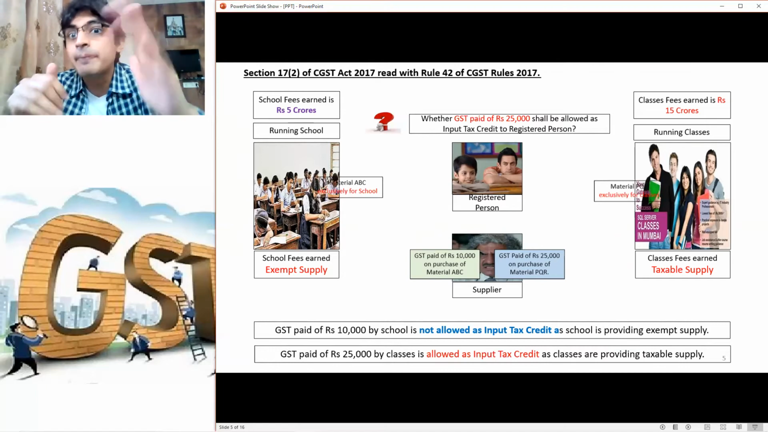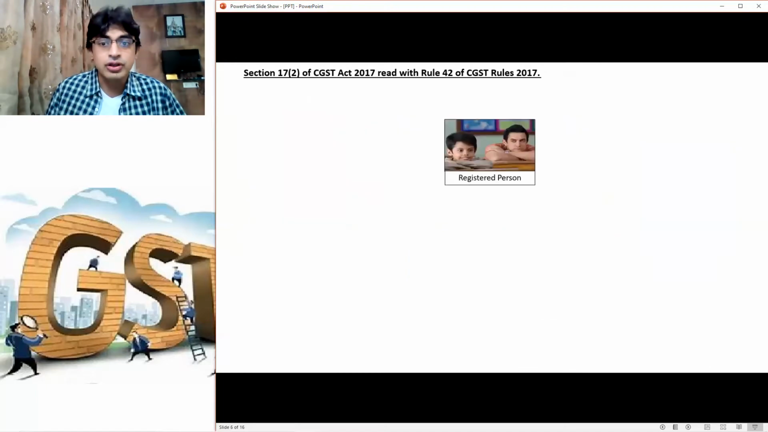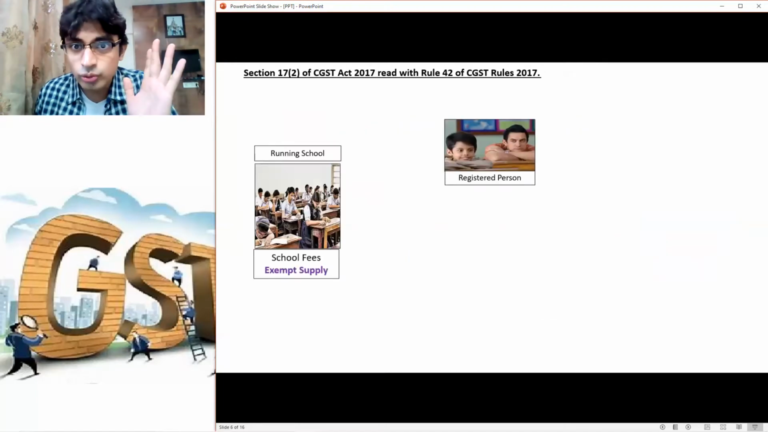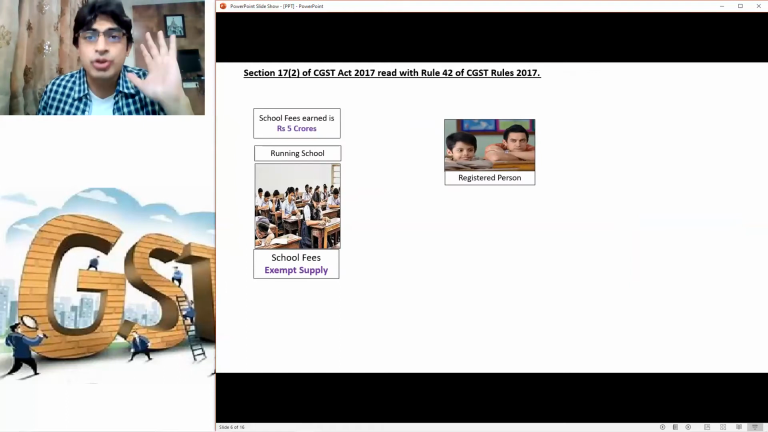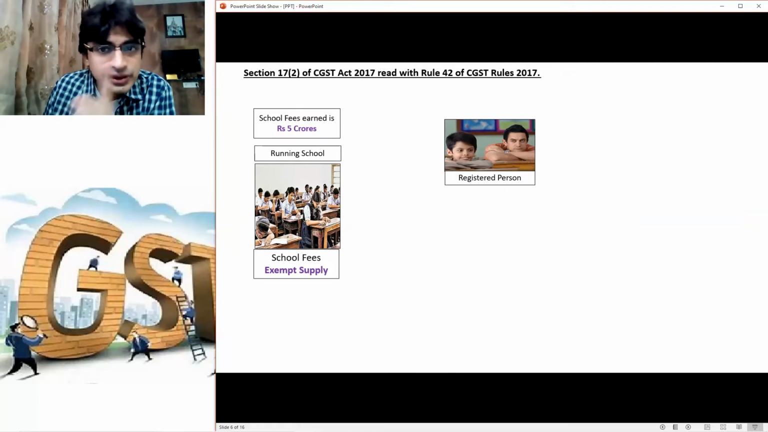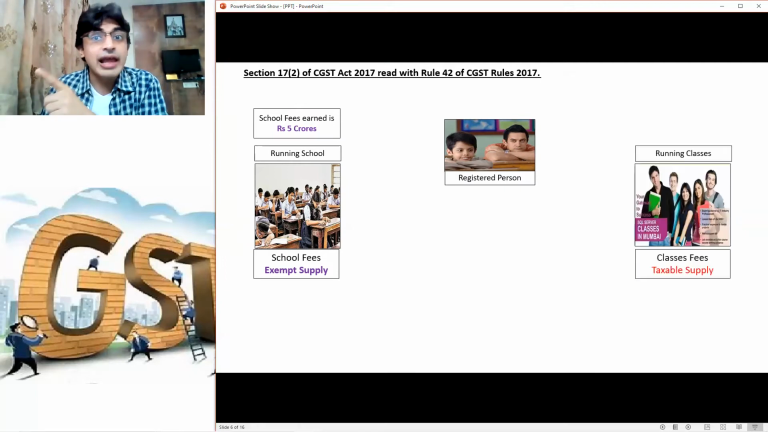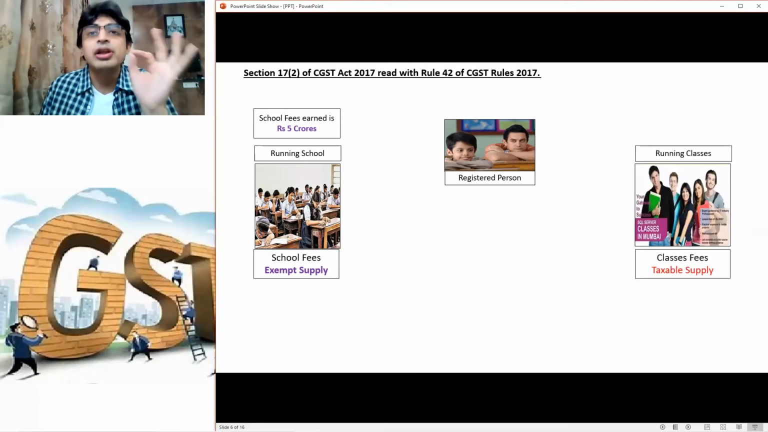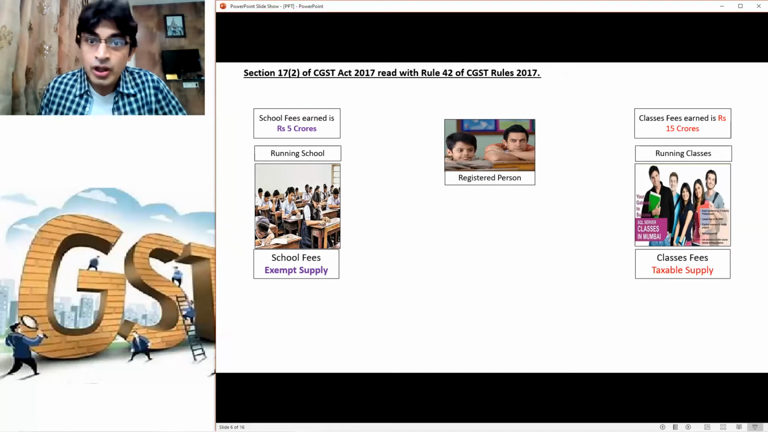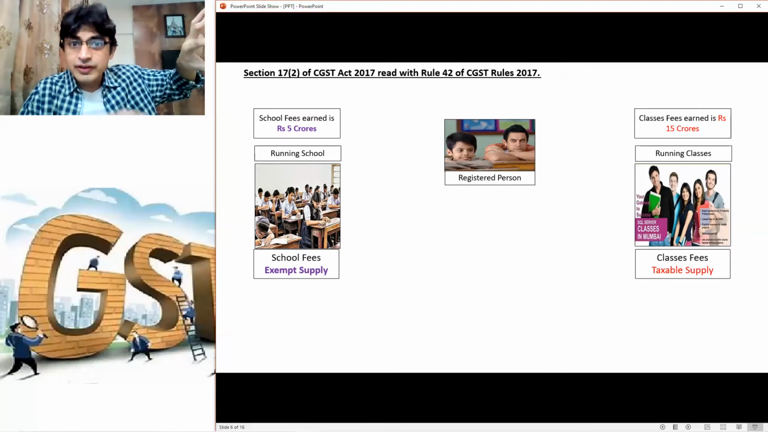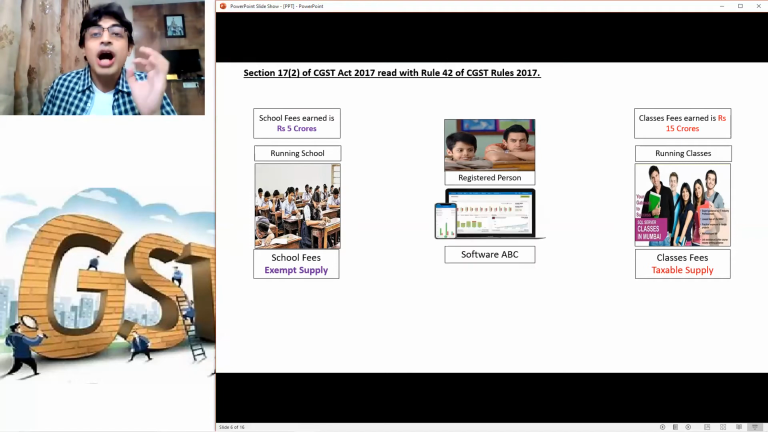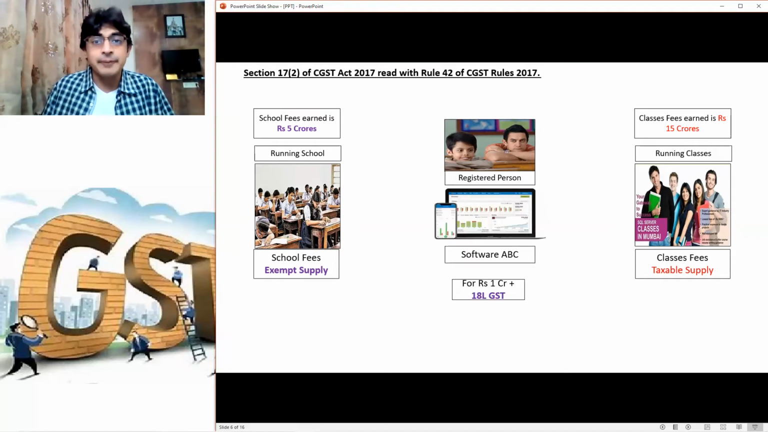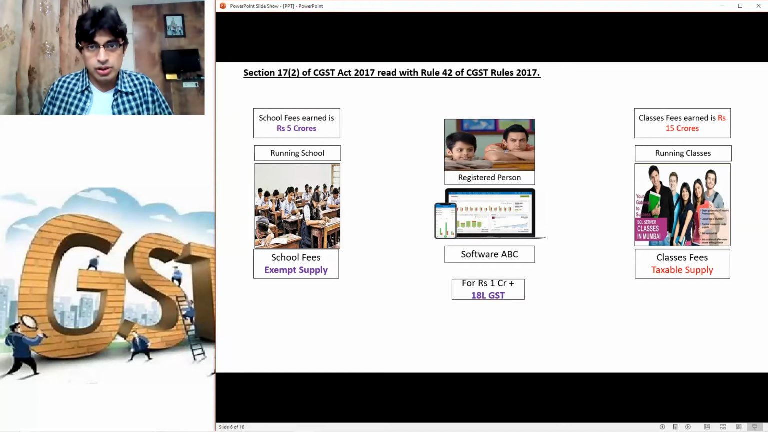Okay, now understand the main point. Now comes the crux of this. Suppose Amir is again running school. School income is exempt supply, 5 crore rupees. No GST on 5 crore. But along with this, Amir is also running classes. Classes fees is taxable, say for example 15 crore. So Amir is supplying exempt service as well as taxable service. Now listen what happened. Amir purchased one software for rupees 1 crore and he paid GST of rupees 18 lakh.